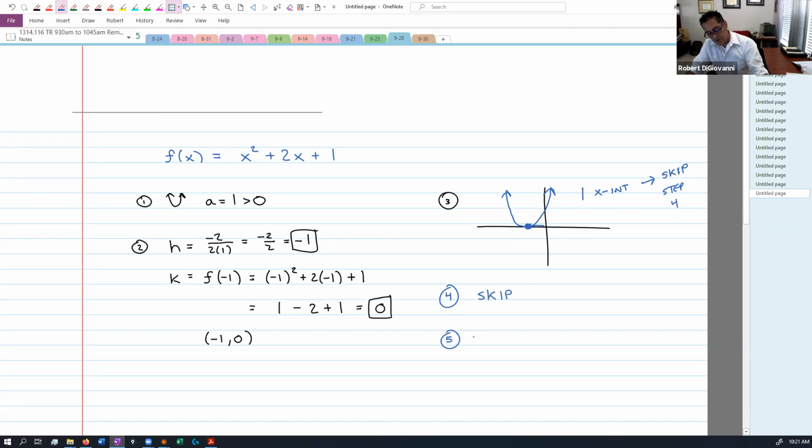Step 5, I do need the y-intercept. So to get the y-intercept, I plug 0 into the function. And if you plug 0 into that, you should get 1.